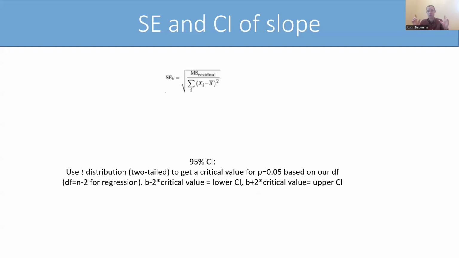That's because we're doing a two-tailed t. So the left side and the right side are each half of our p equals 0.05. They're each 0.025. So you calculate the 95% confidence interval by getting your critical value for p less than 0.05, multiplying it by 2, and then subtracting and adding it to your slope.